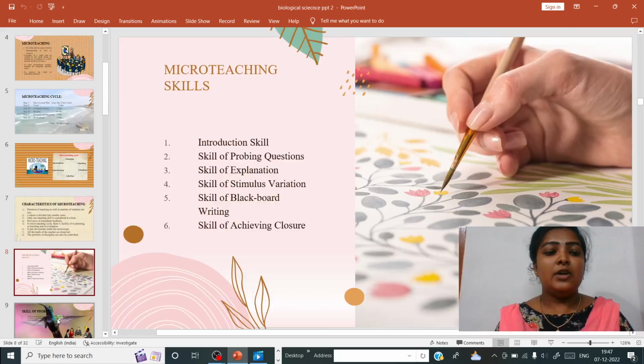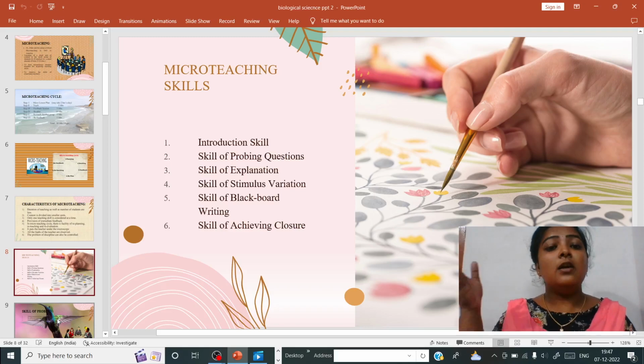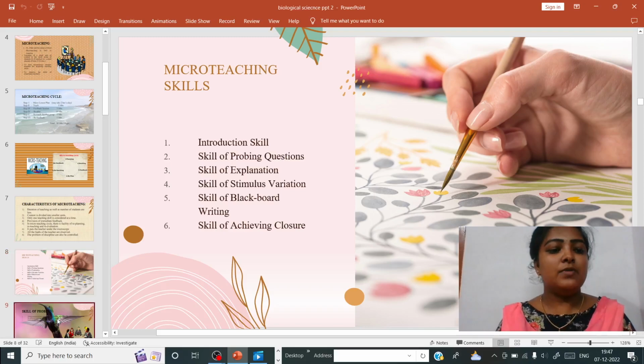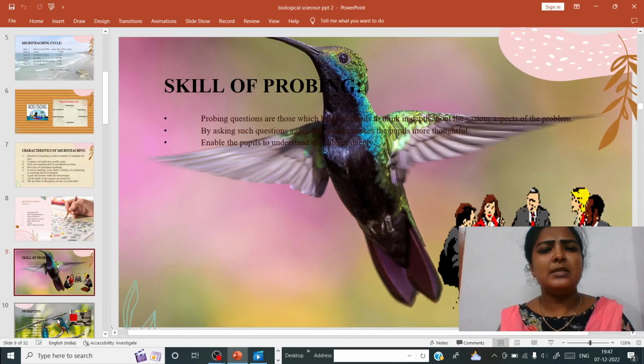Before entering into micro teaching skills, there are 6 skills: introduction, probing, explanation, stimulus variation, blackboard writing and achieving closure. First one, the skill of probing.